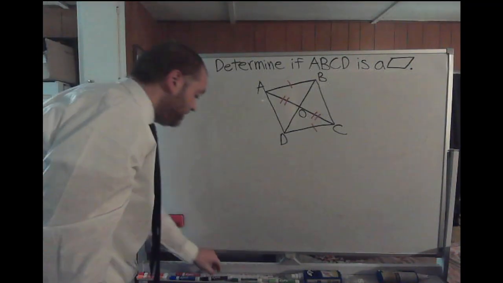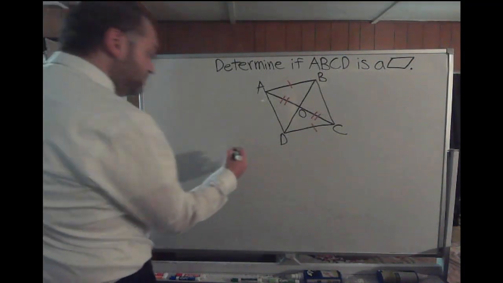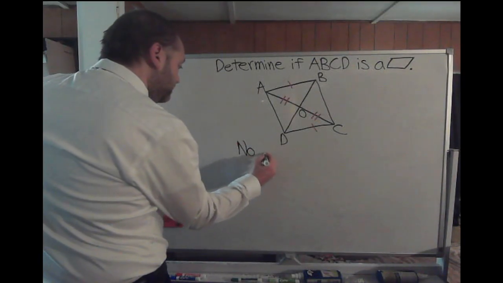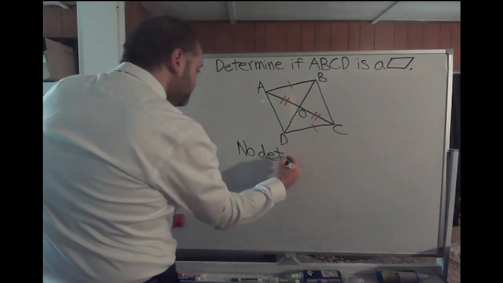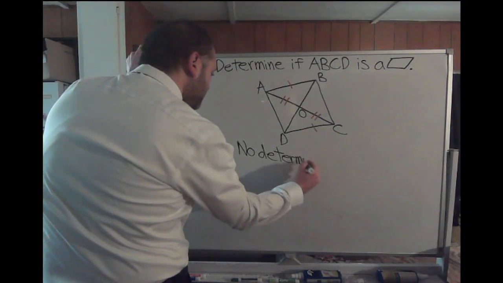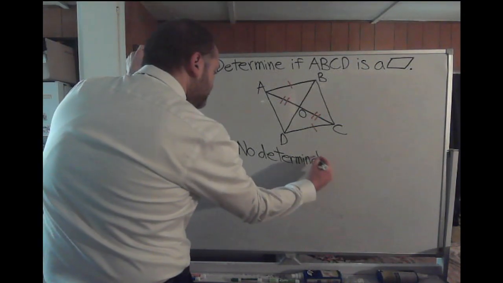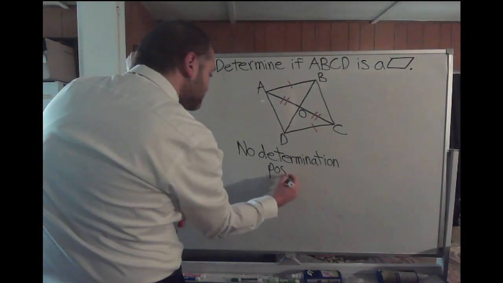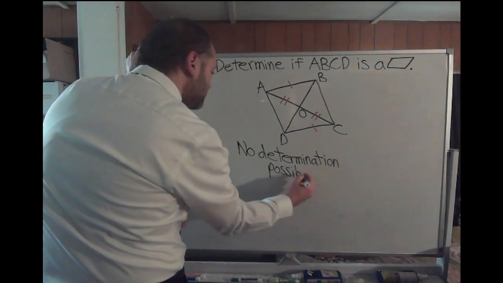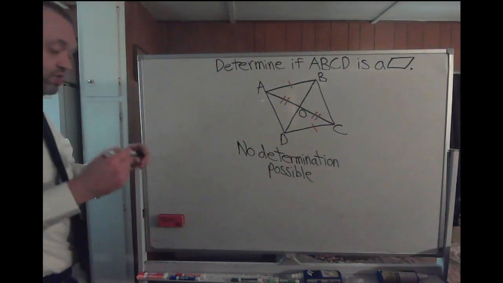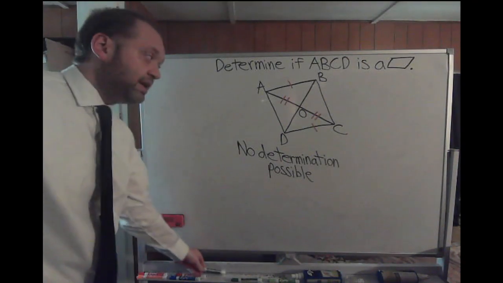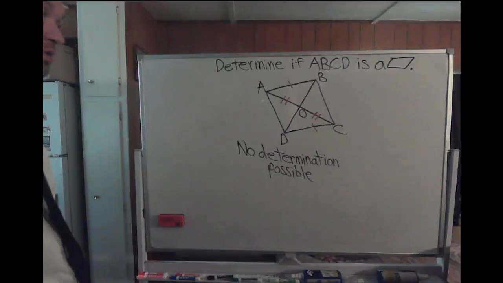So we actually have no way to determine if ABCD is a parallelogram. So you might want to say no determination possible. In this particular case, we don't have enough information to determine that. So no determination is actually possible for this particular quadrilateral to determine if ABCD is a parallelogram or not.